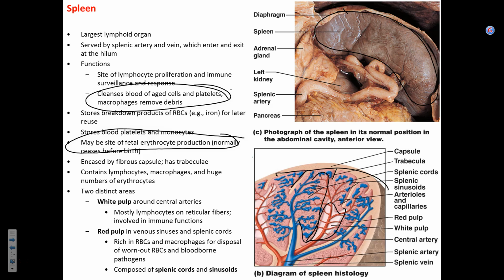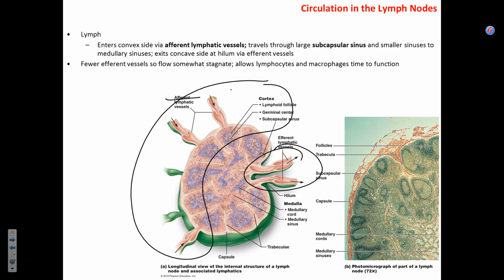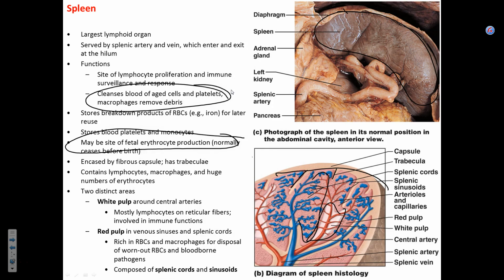So for lymph node, afferent versus efferent vessels, cortex versus medulla. Okay? And the follicles, lymphoid follicles. That's pretty much it. For spleen, it's kind of boring. Well, know that this is the spleen. Know that this is the white pulp, and know that this is the red pulp. Yeah, I'm not colorblind. I think I'm not colorblind.